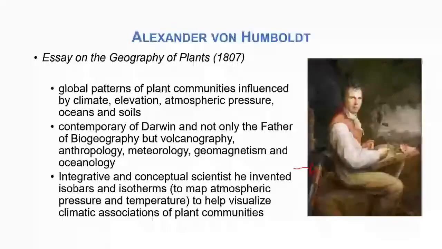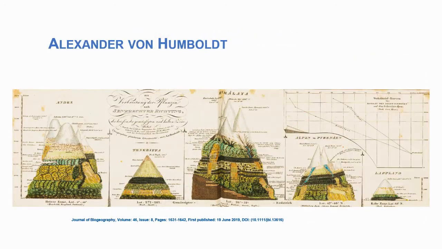He invented isobars that connect areas of equal pressure, isotherms that connect lines of equal temperature, and he helped to visualize the climatic associations between plant communities. And this is an example from one of his books. It was first published way back in the 1600s. And this is looking at the Andes, Tenerife, the Himalayas, and the Alpine mountains, as well as Lapland.